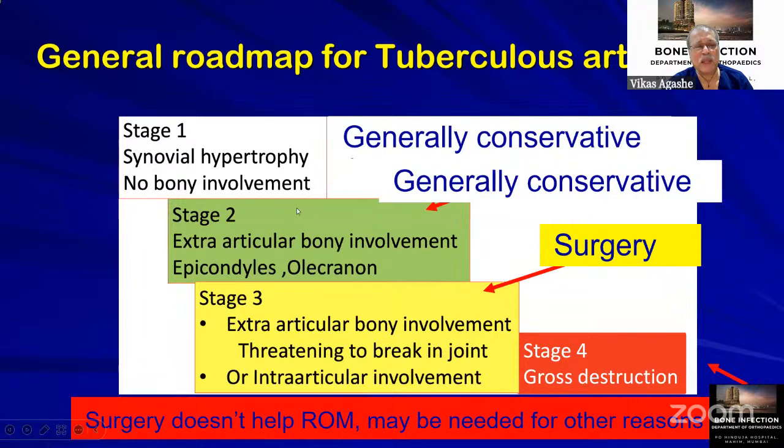Stage 1, synovial hypertrophy. Stage 2, extra-articular involvement. Stage 3, extra-articular involvement which is threatening to break into the joint, or there is already an intra-articular involvement. That is stage 3, and like this case, it has to be operated. Okay? Stage 4 is gross destruction. Surgery doesn't help range of movement, but may be needed for other reasons.